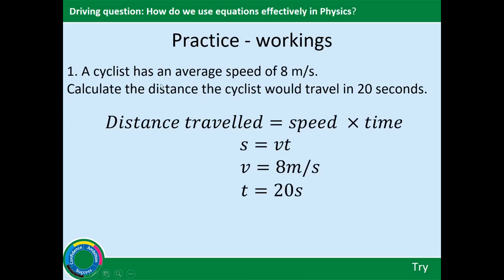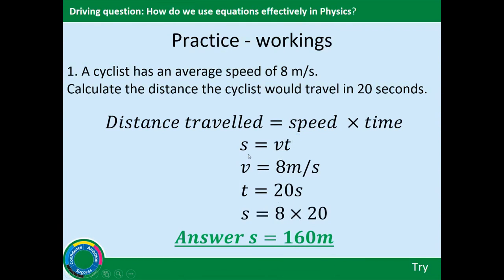It says calculate the distance. So you've got the speed, you've got the time. We use the equation as it is. We just substitute 8 for V, 20 for T, 8 times 20, 160, and the unit for distance is meters. So with a speed of 8 meters per second for a period of 20 seconds, the cyclist covered a distance of 160 meters.